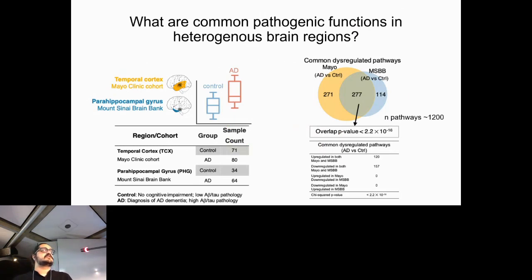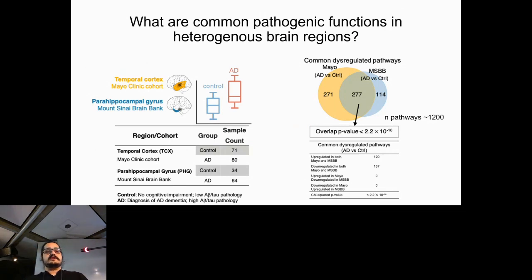We know that Alzheimer's affects different brain regions in a different order and probably different functions. So in this case, I used two different brain regions from cohorts of Alzheimer's disease: one from temporal cortex, from the Mayo Clinic cohort, and parahippocampal gyrus from the Mount Sinai Brain Bank. And I determined the dysregulated pathways between Alzheimer's disease subjects and control. Immediately we see that out of about 1,200 pathways that we analyzed, there are 277 pathways that have dysregulation in both brain regions.